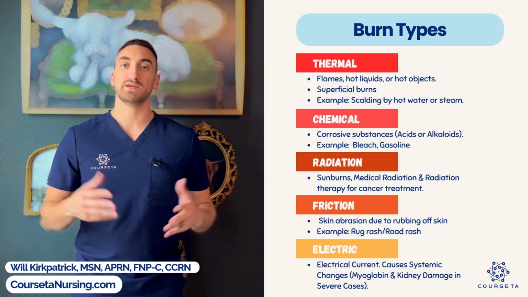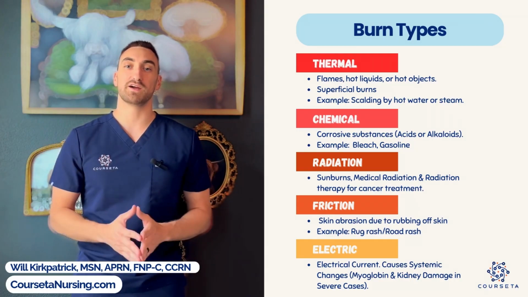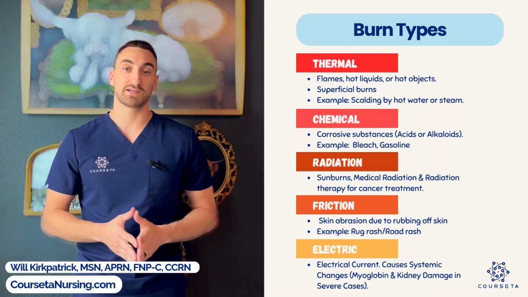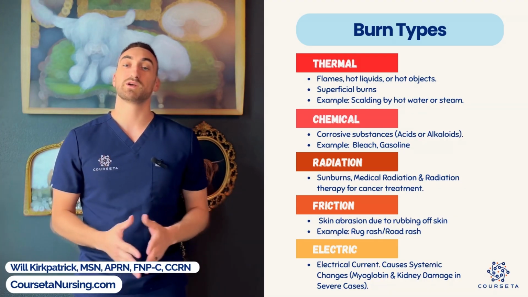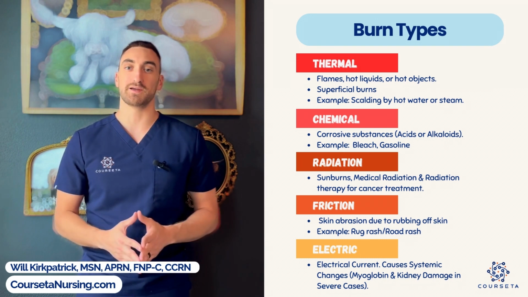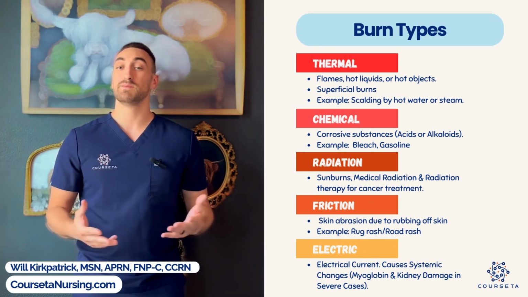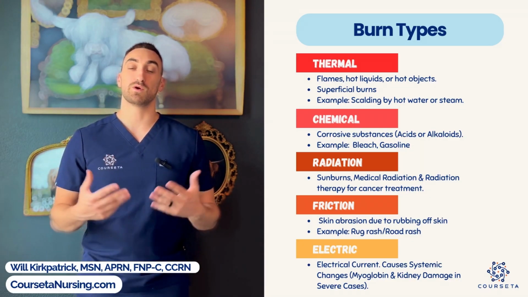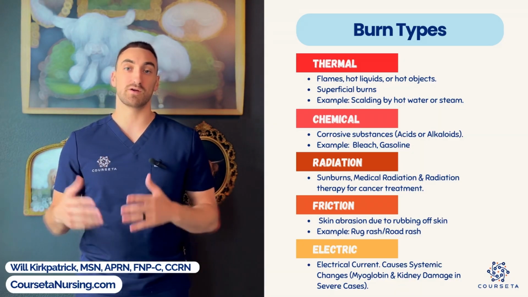So the first type is thermal. So the burns that we all think of, such as fire, hot liquids, or of course hot objects such as a frying pan. These typically cause superficial burns, and we're going to get into more details about the depths here in a second. The next one is chemicals, so things such as gasoline or bleach, something that is a corrosive substance that is either acidic or alkaline.